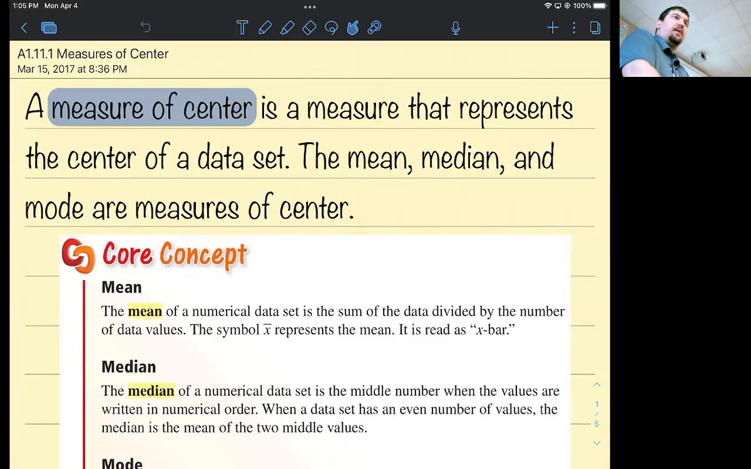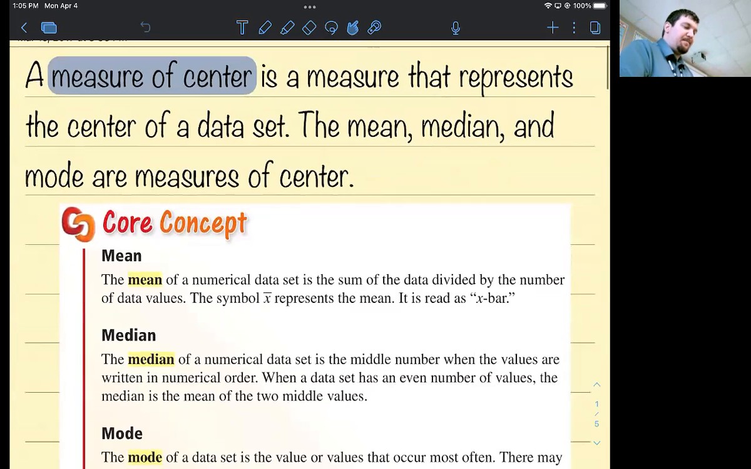So it's been maybe a little bit since you guys have done this. It does come up in the Algebra 1 textbook, but we do need to talk about this stuff, not just because it's on the I Learned, but because we're going to talk about scatter plots tomorrow, and there's going to be outliers, and scatter plots is a way of plotting data, and data is what we're going to be looking at today. So a measure of center is a measure that represents the center of a data set.